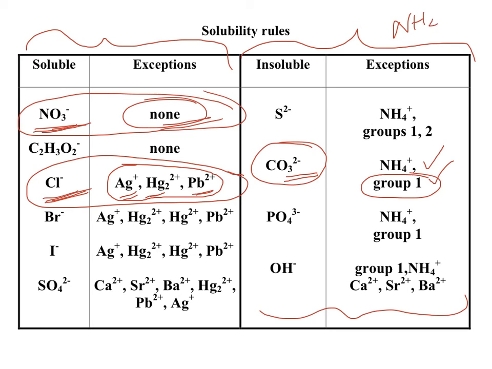ammonium phosphate. Is it soluble or not soluble? And if you look at this, phosphates are all insoluble except for ammonium and group 1. So ammonium phosphate is soluble. That's how you answer that part of the question.